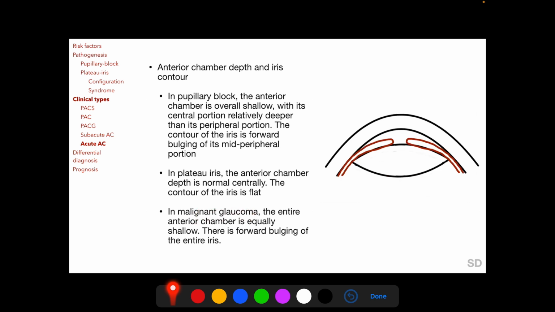In malignant glaucoma, which does not belong to primary angle closure but whose anterior chamber and iris contour must be differentiated from that of pupillary-block and Plateau-iris, the entire anterior chamber is almost equally shallow, and there is forward bulging of the entire iris. And this clinical differentiation between these three entities is very important to understand and remember.